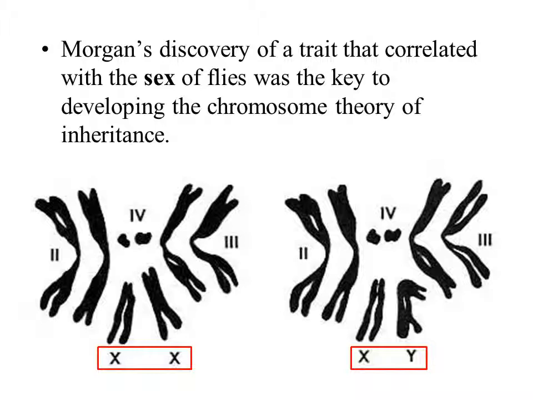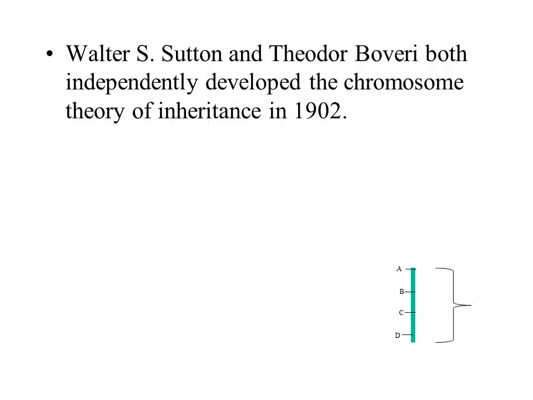Morgan's discovery of a trait that correlated with the sex of the fly was key to the development of the chromosomal theory of inheritance. Morgan did not discover this theory, but his research led to the discovery of the chromosomal theory of inheritance. Mr. Sutton and Boveri both independently developed the chromosomal theory of inheritance in 1902. So that is a brief history of the gene concept.